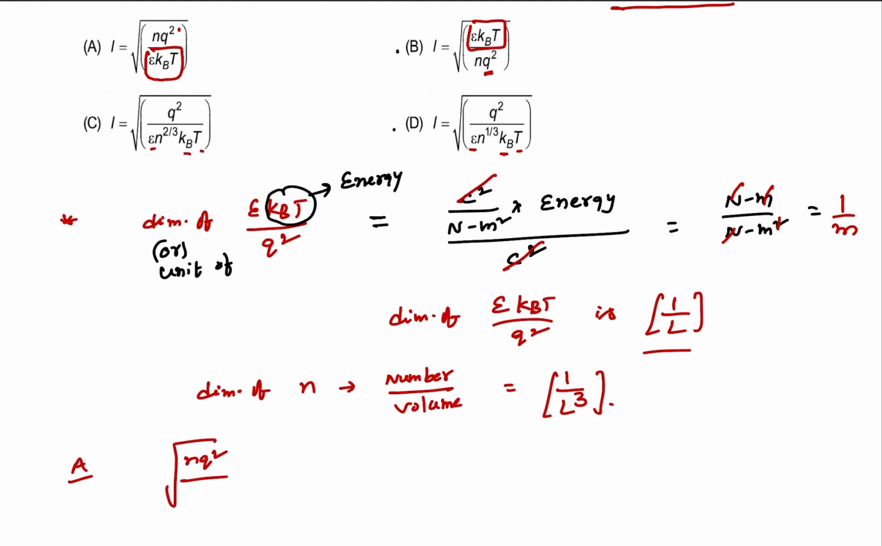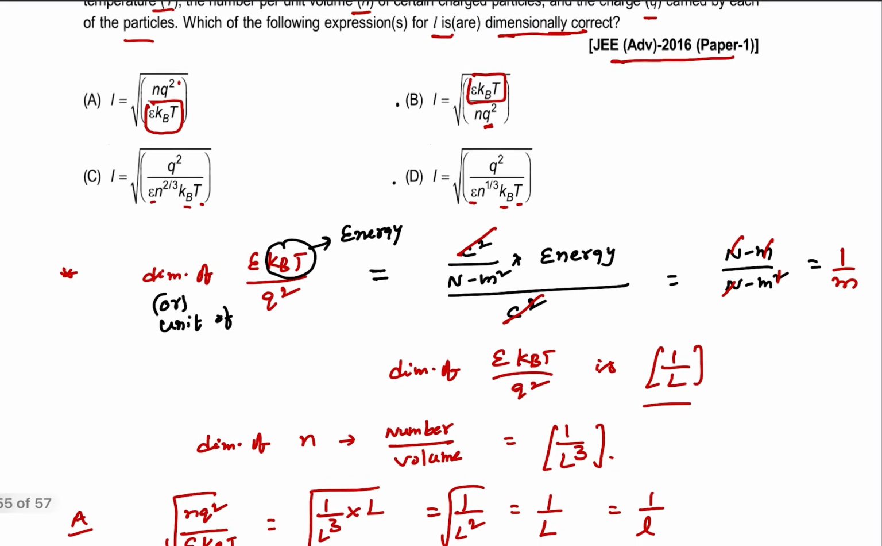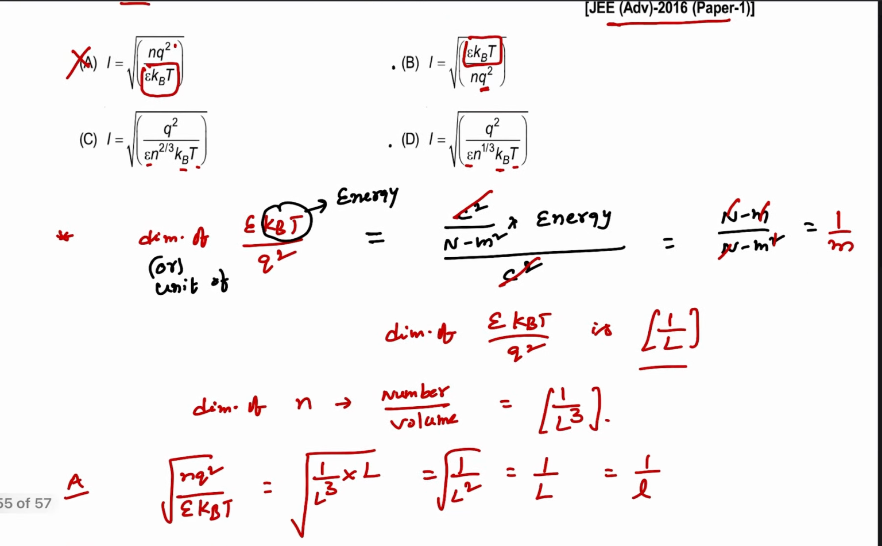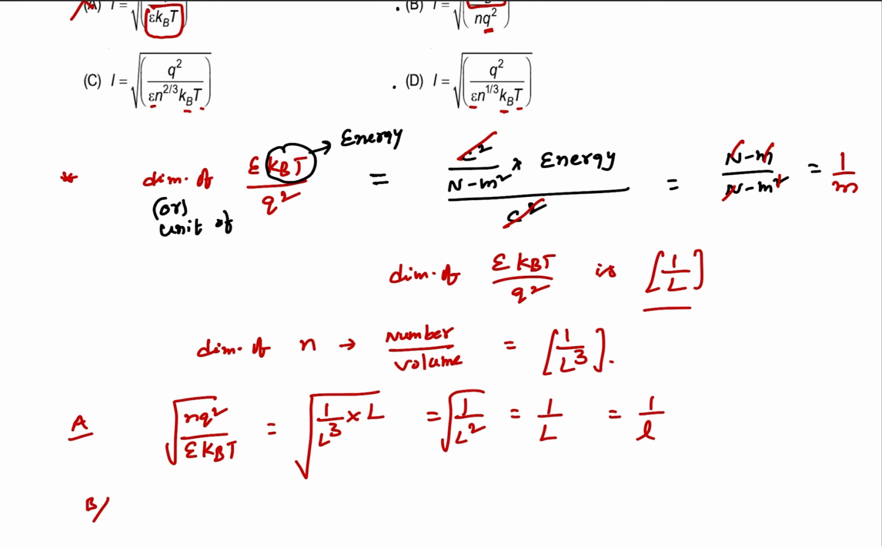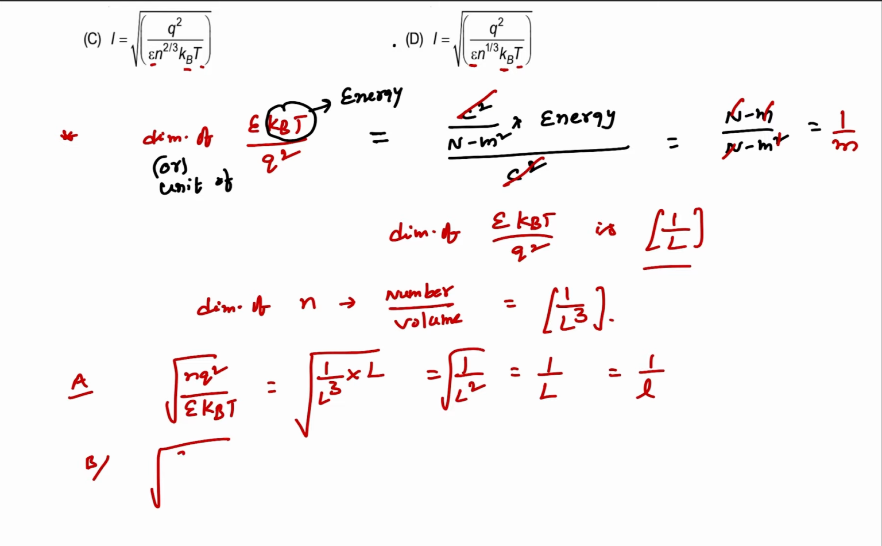First I am checking option A, under root of N q square divided by epsilon kb into T. Under root of N is nothing but 1 by L cube, and q square divided by epsilon kbt, which you have already calculated, is 1 by L. So you get 1 by L square under root, that is 1 by L. So as per the question, where L is given, this is wrong. Now check the B option.